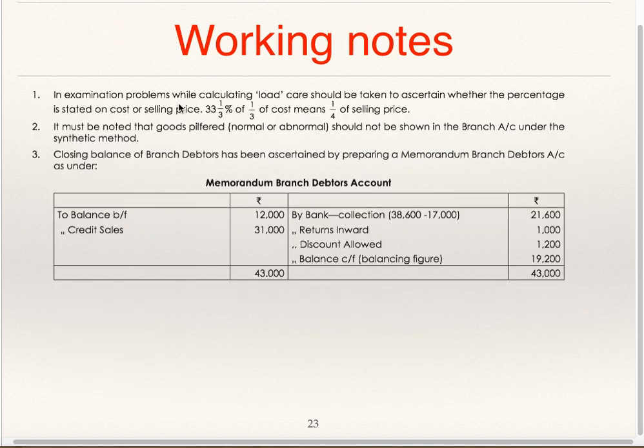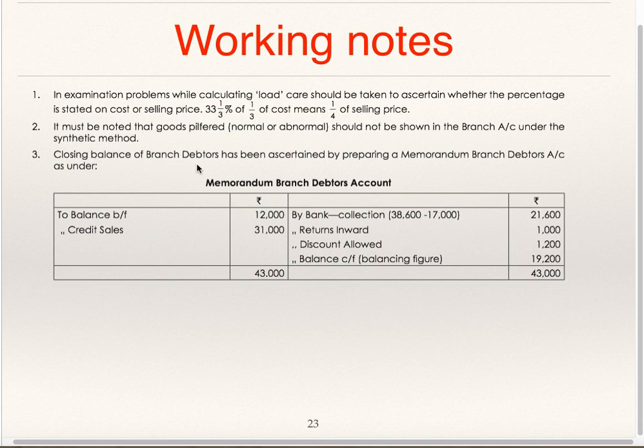Working notes: in examination problems, while calculating loading, care should be taken to ascertain whether the percentage is stated on cost or selling price. 33 1/3% or 1/3 of cost means 1/4 of selling price. Remember this as a rule. It must be noted that goods pilfered, normal or abnormal, should not be shown in branch account under the synthetic method.